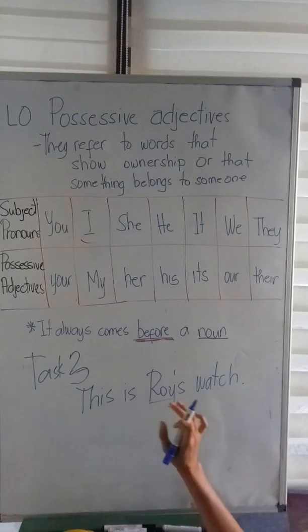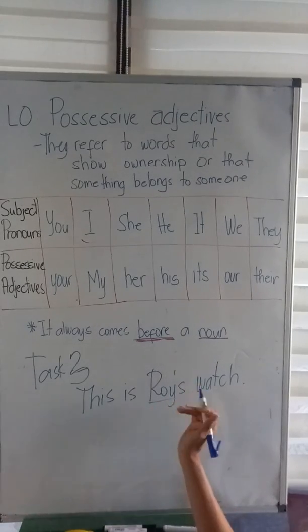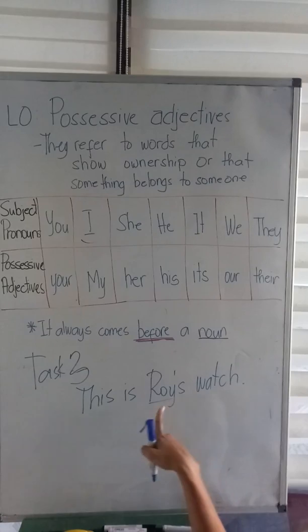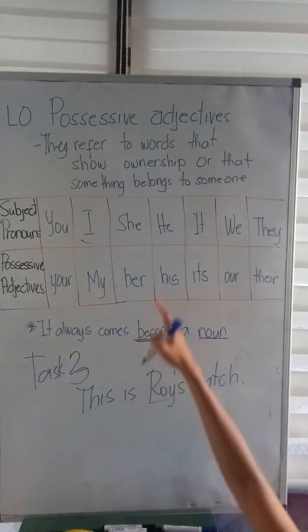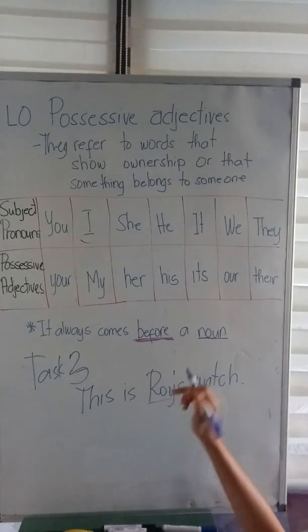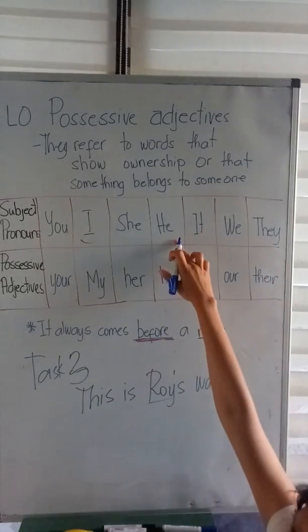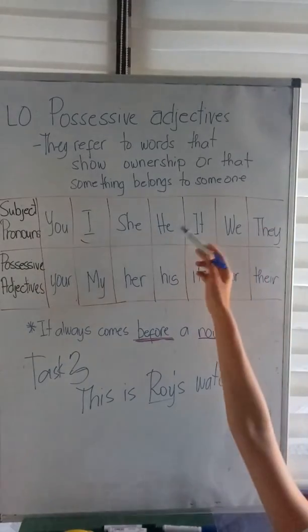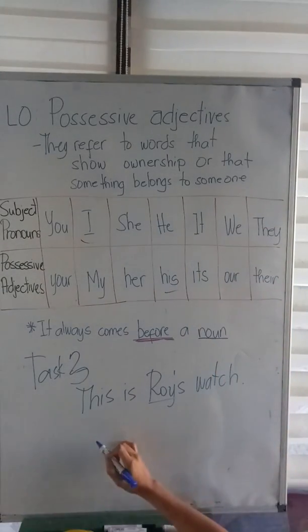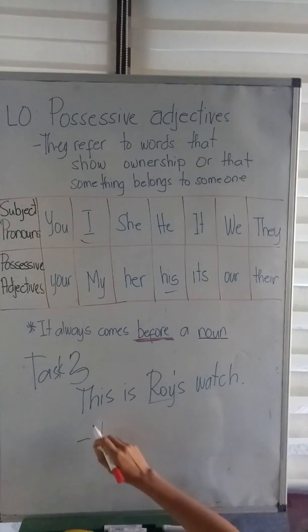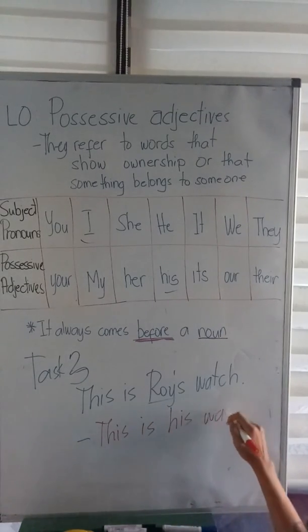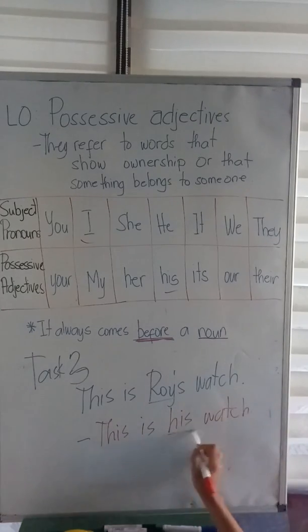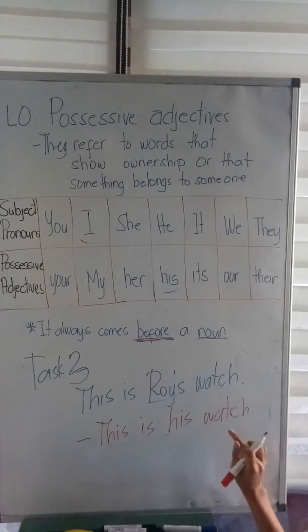Like for Roy, this is a person. So you check the gender, is it a male or female? Roy is a male name. So for subject pronoun, it is equivalent to he. So what is the possessive adjective equivalent of he? It's his. So your answer should be, this is his watch. As you can see, his is our possessive adjective and it comes before the noun watch.